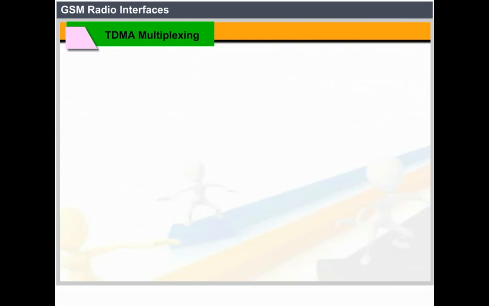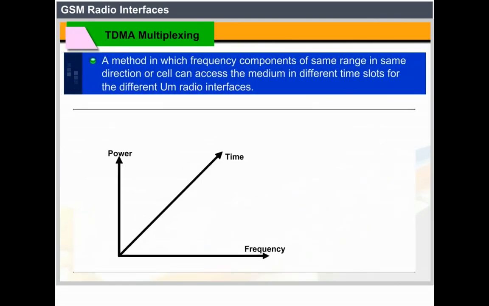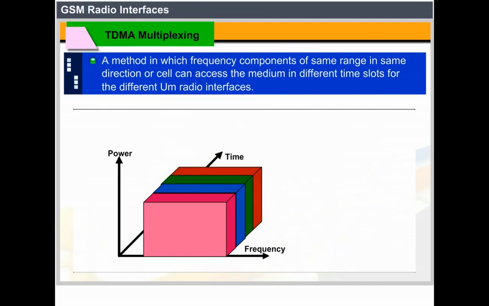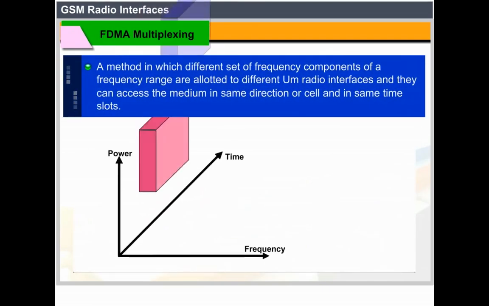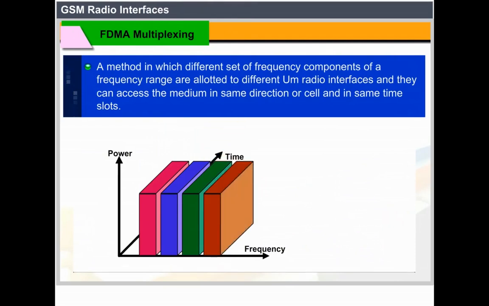TDMA multiplexing: a method in which frequency components of the same range in the same direction or cell can access the medium in different time slots for the different radio interfaces. FDMA multiplexing: a method in which different sets of frequency components of a frequency range are allotted to different radio interfaces, and they can access the medium in the same direction or cell and in the same time slots.